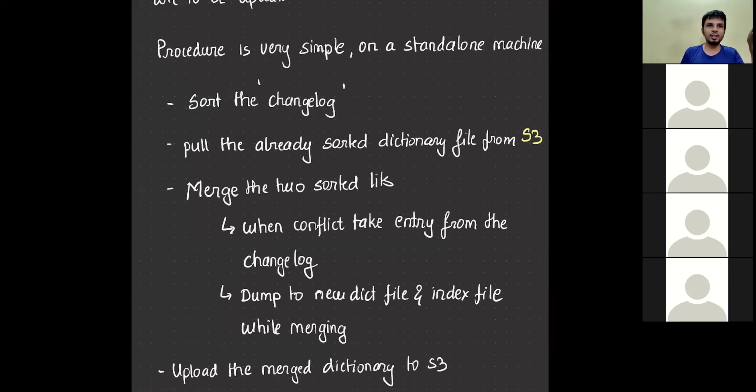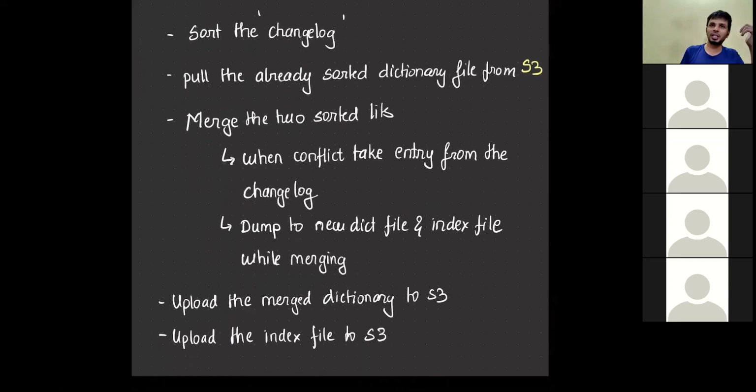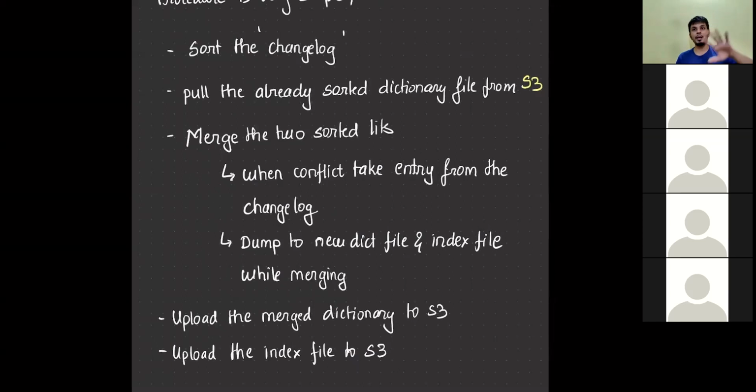So sort the change log, pull the already sorted dictionary from S3. This could happen just once on a separate API server. You don't really have to do it on all the servers that you have. You can just do it once at one API server level, and then you are done. Then re-upload it to S3, updating the index.dat file and updating the main dictionary file. So merge the two sorted lists.